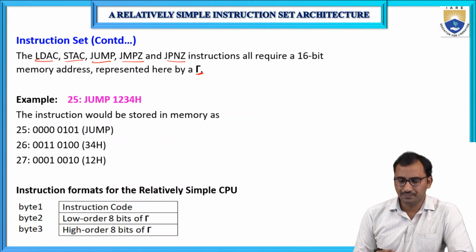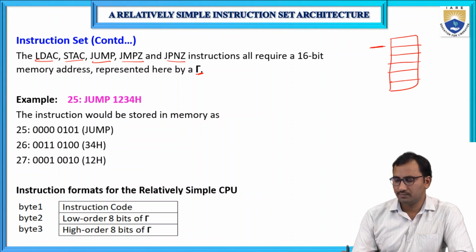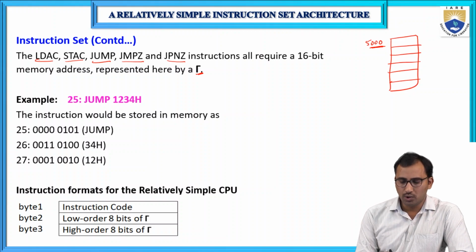Otherwise, it cannot. Because if you want to access any particular memory location, we can do it using only the address, some 5000 or something. Every memory location is identified with a unique address. Suppose you consider an example, jump 1234H. It is one instruction. Jump is an unconditional branching instruction.